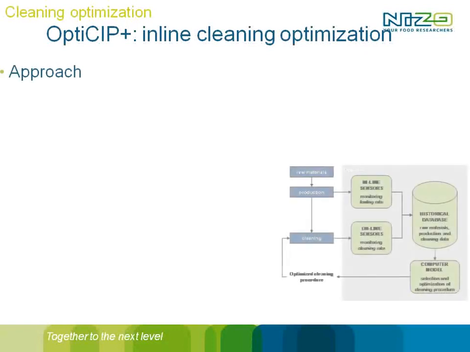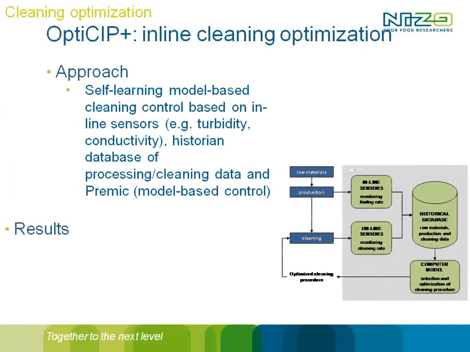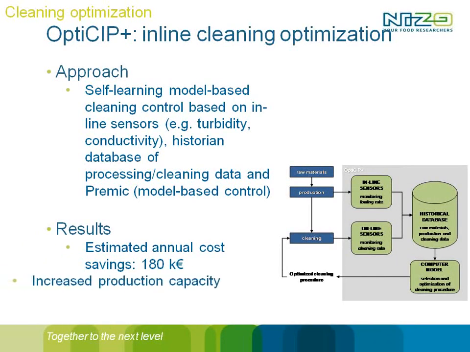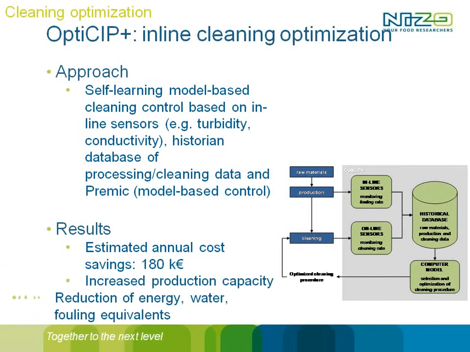You can do it also in an automatic way, and the idea is that you measure inline turbidity and conductivity, and preferably also calcium content, but that one is a little bit more difficult to do. And you have a self-learning model-based cleaning control system. So this control system uses some predictive models for how much fouling do we get based on specific process settings.